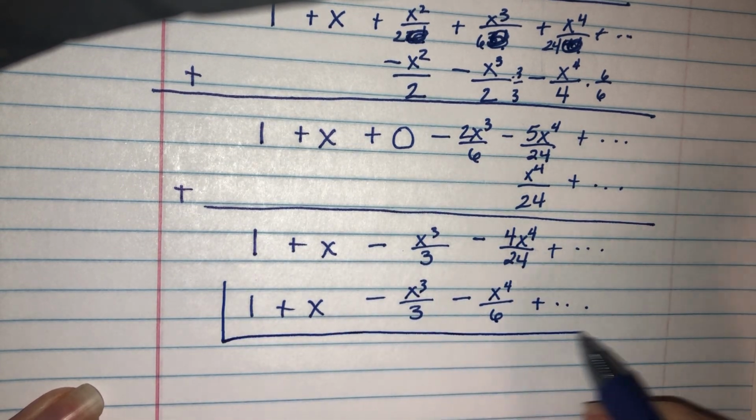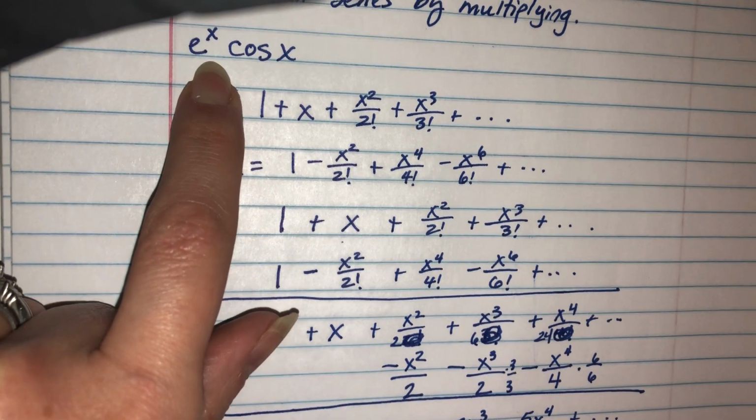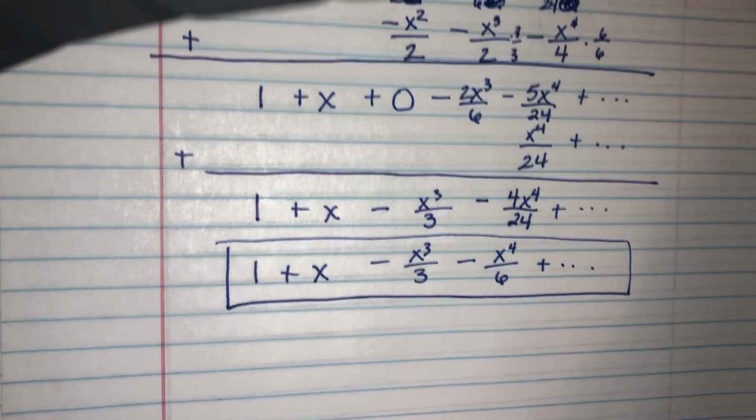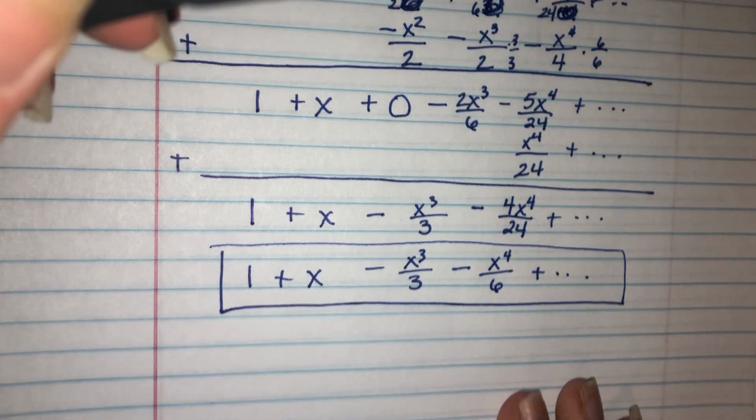So this is the answer. This is the product of e to the x times the cosine of x, the first 4 non-zero terms. And it didn't ask us for a general term, it just asked us for the first 4 non-zero terms. So we are done at this point. All right, we learned how in elementary school to multiply, and then we learned how to divide. So this is our last example for today.